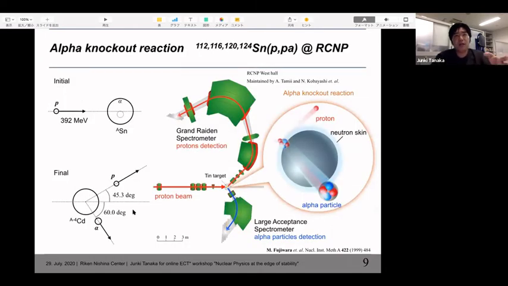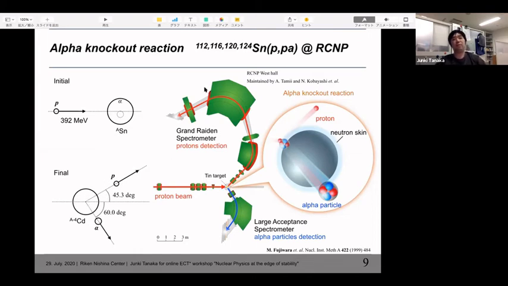The cross-section of the alpha knockout reaction is one observable, which directly reflects the isotopic dependence of the number of alpha particles on the nuclear surface. In this figure, the top is the initial state of the alpha knockout reaction, and the bottom is the final state. A proton beam is incident on the tin target, and alpha particles on the surface are knocked out. Since both proton and alpha particles are emitted in the final state, we can obtain the missing mass spectrum of the cadmium residue.